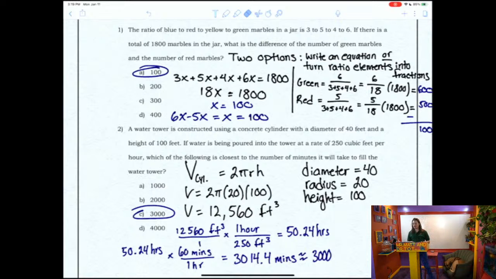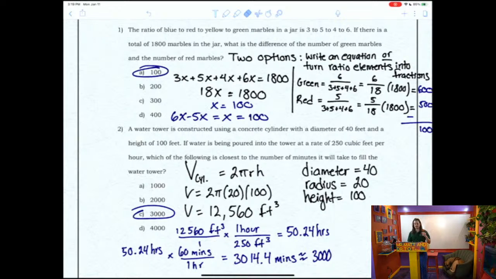So in the first option, if we know that the ratio is 3 to 5 to 4 to 6, I can say that 3 times some common multiple x plus 5 times some common multiple x plus 4 times that same common multiple x plus 6 times that same common multiple x has to be equal to the total number of marbles in the jar, 1800. So 3x plus 5x plus 4x plus 6x is equal to 18x. So 18x is equal to 1800. Dividing by 18 on both sides, you'll find x is equal to 100.